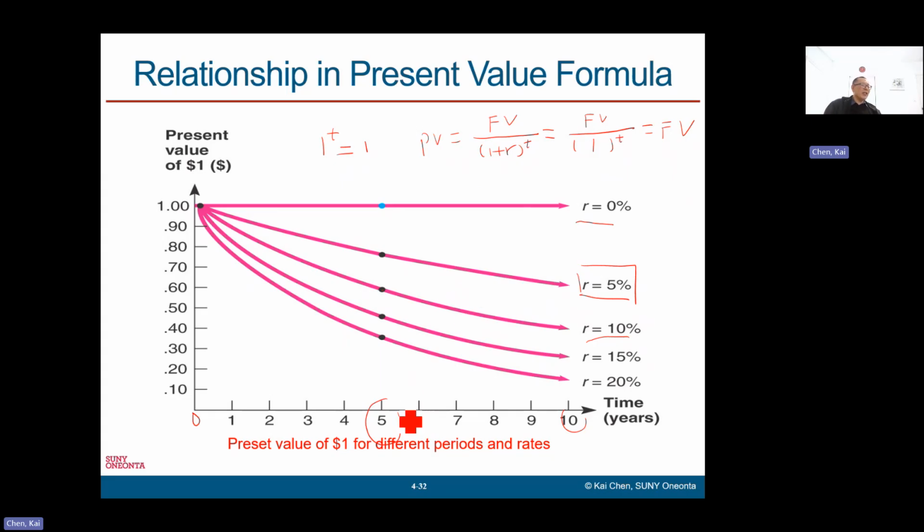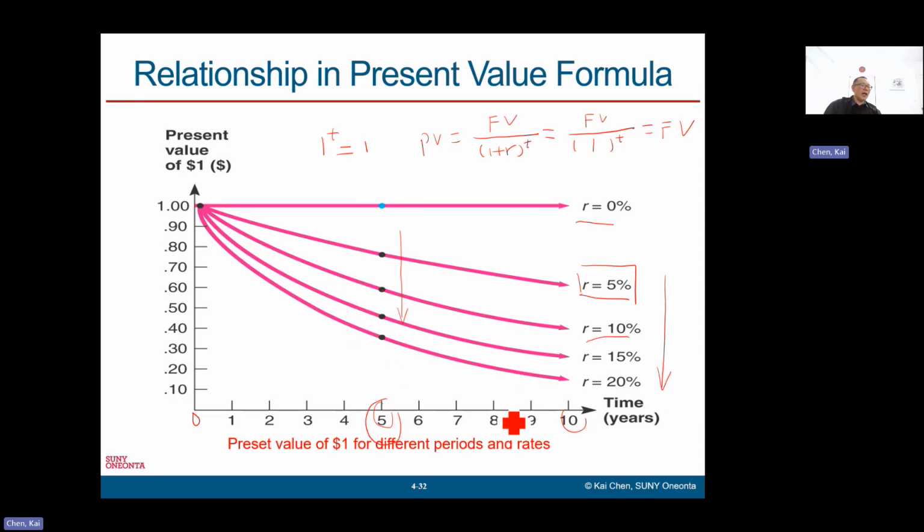Anyway, okay. Given 5 years, now we can see the present value goes down as the interest rate goes up. Right? As the interest rate becomes larger and larger, the present value becomes smaller and smaller. So that is property 2 that we just learned. Okay, and this property applies to any other holding period.